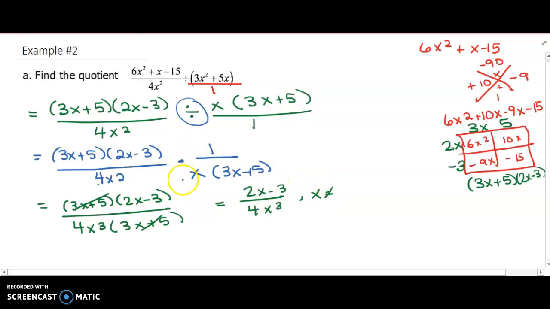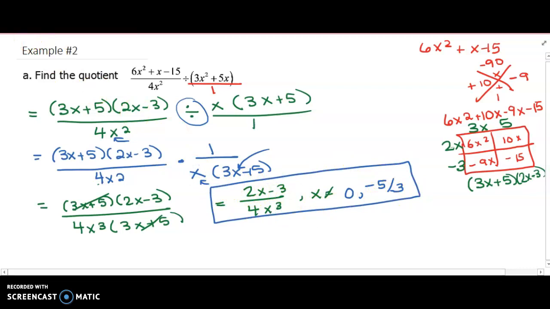Now I have to put the restrictions on my x. So anywhere in here that would make any denominator 0, I can't use. Okay, so x can't be 0. Here we're good. I would have to put it in here too, which would be negative 5/3. And then x can equal 0, which we've already covered. So this here should be my final answer.